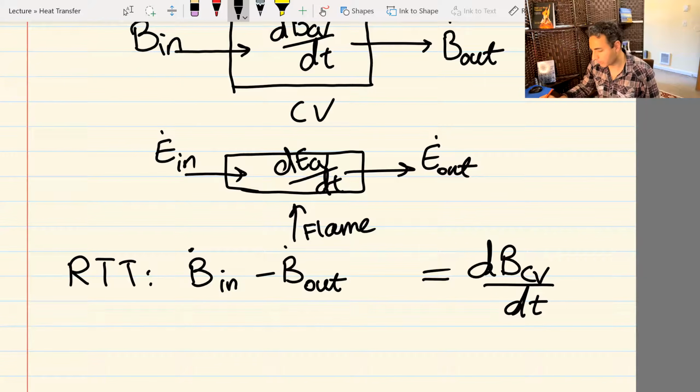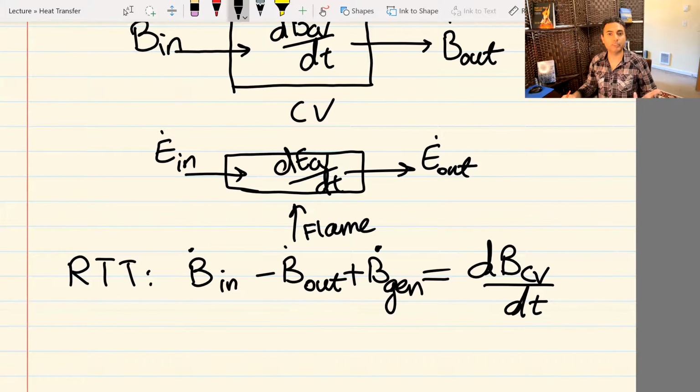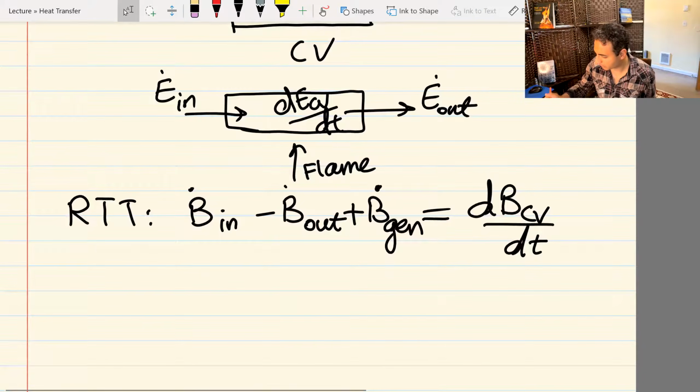And of course, you can add one more term here to make it more comprehensive, B dot gen, because B could be capital S, entropy. Basically, the second law of thermodynamics comes out of this. If B is capital S, that's the second law of thermodynamics. So I'll give you one example. A cool example would be something like this, that we'll look at like a classroom.